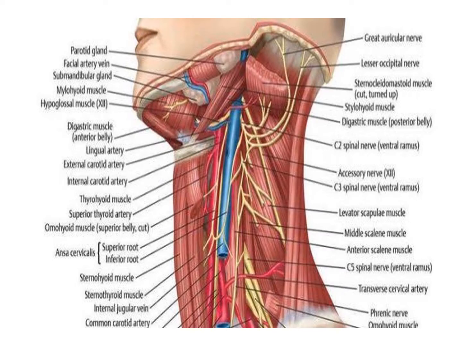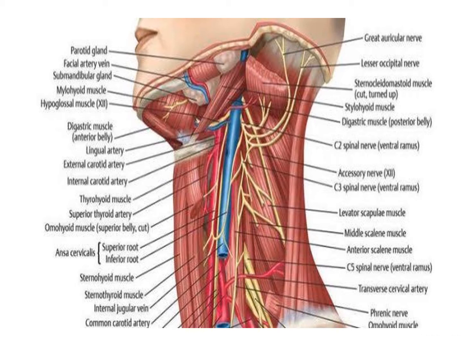So if this question is asked, how to present this answer? You will be writing it under the following headings. You will first introduce the topic, what Ansa cervicalis is, where it is present. Then you will write the formation under the heading formation, that how this Ansa cervicalis is formed. Then you will say what is the distribution, what this Ansa cervicalis will supply.